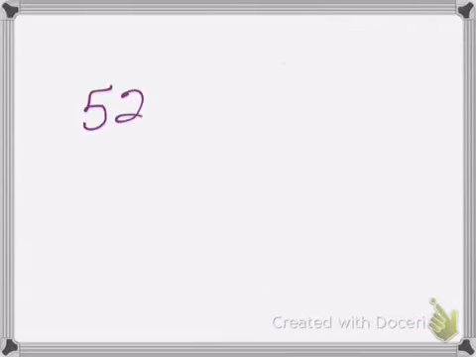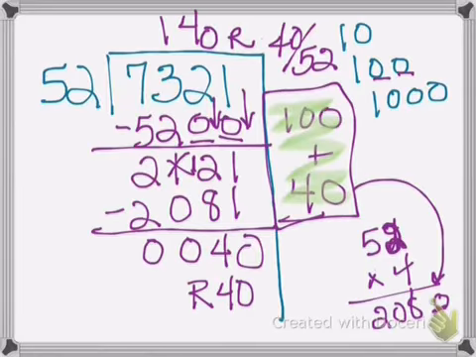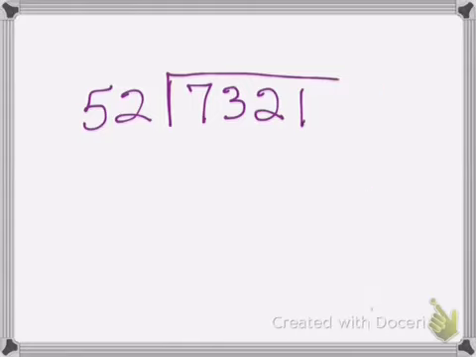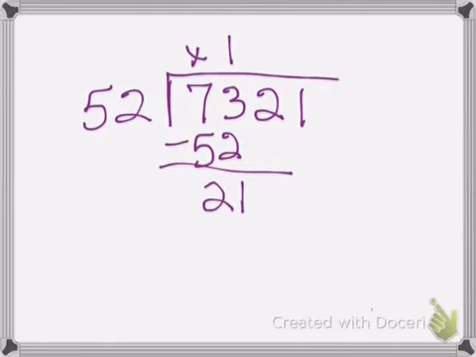Now, if I decided that I wanted to try this the typical way, I would take that 52, divide it into my number, and we said that my number was 7,321. So I'm going to put 7,321, and I'm going to erase my additional area here on the side, and I'm going to begin. Can 52 go into 7? Nope. Can 52 go into 73? Yep, one time. Gives me that 52. When I subtract, I'm going to get a 21.